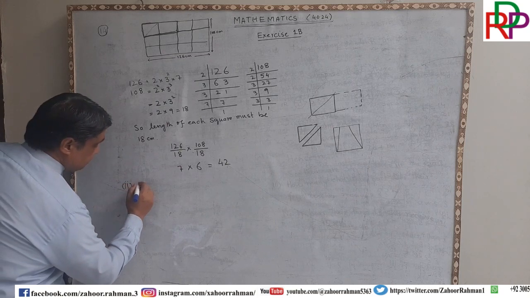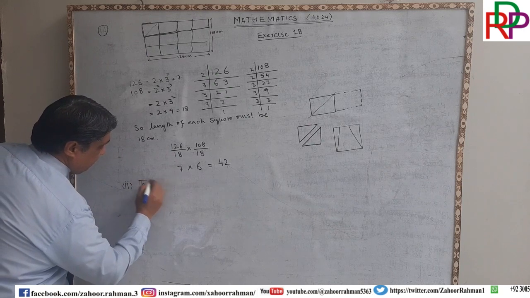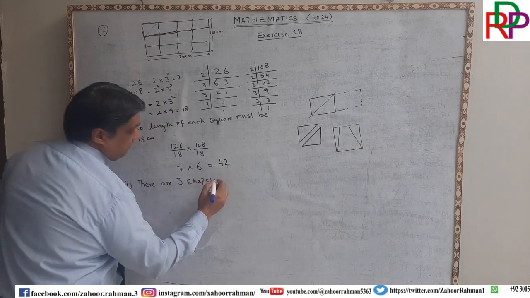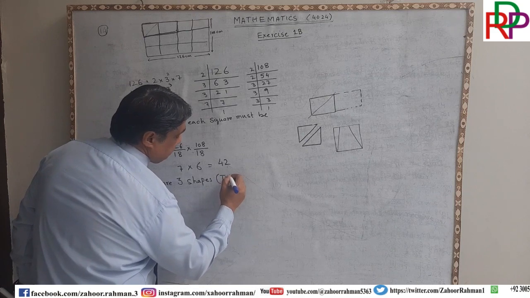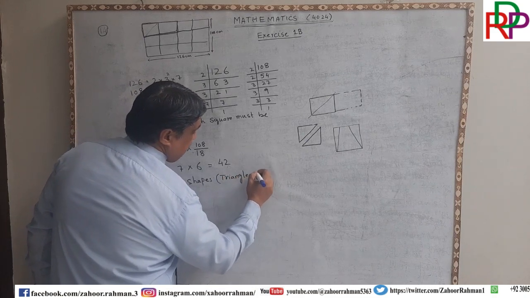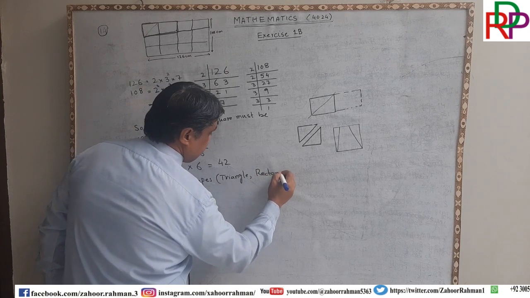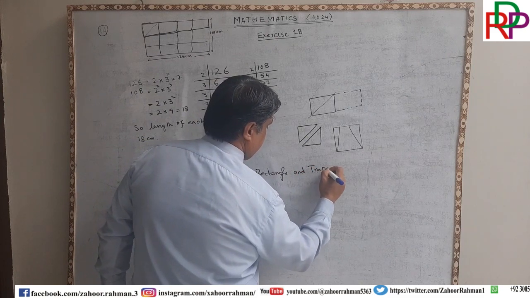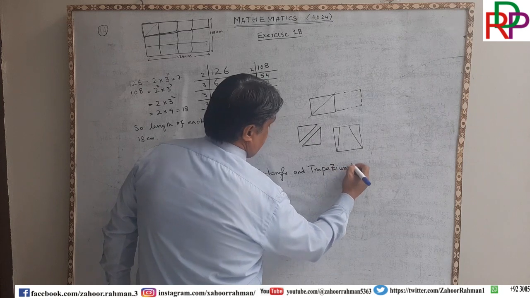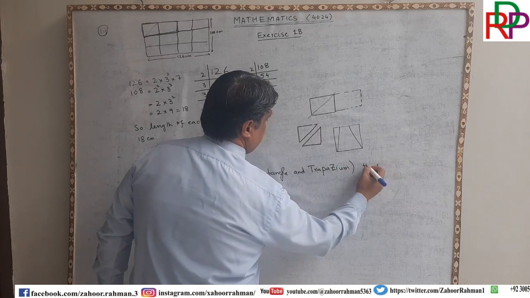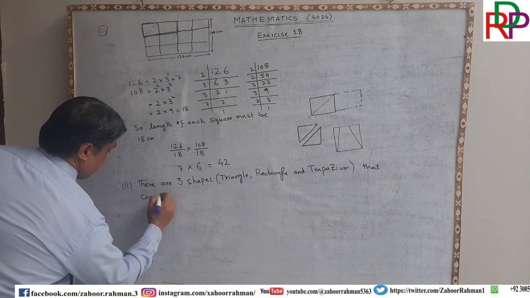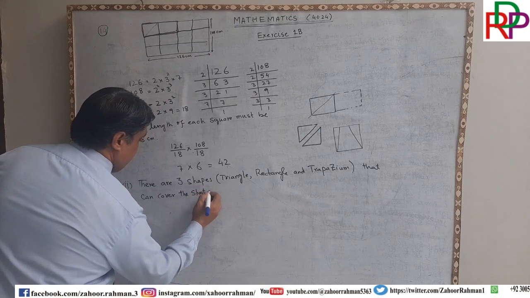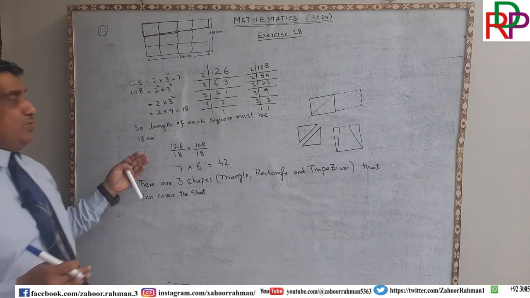There are three shapes, that is triangle, rectangle and trapezium, that can cover the sheet. So that was the second part of this question.